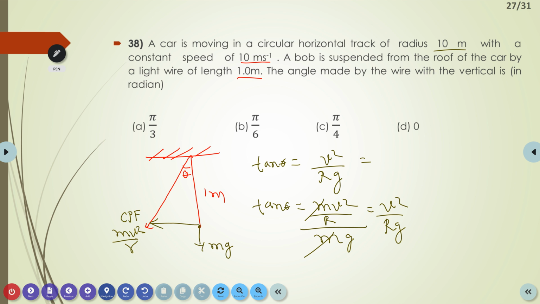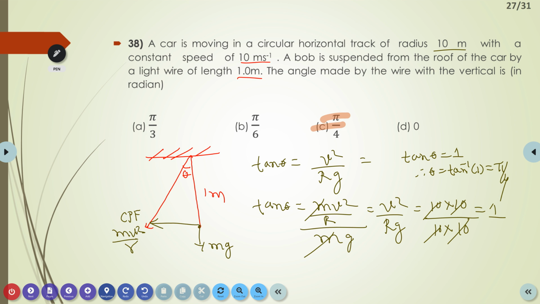Now you substitute the value of v. Velocity is 10 meter per second, so 10 into 10, divided by the radius, 10 meter, and g is also given as 10. Here this cancels, equal to 1. Tan theta equals 1, therefore theta equals tan inverse of 1, equal to 45 degree. It means 5 by 4. This is the right choice.